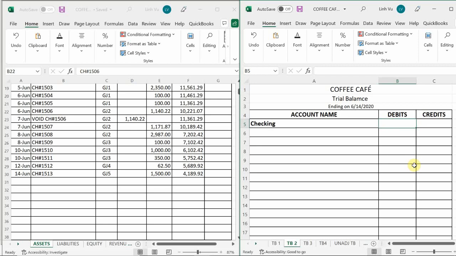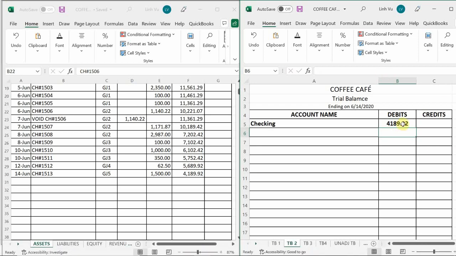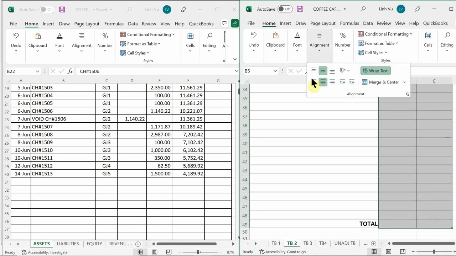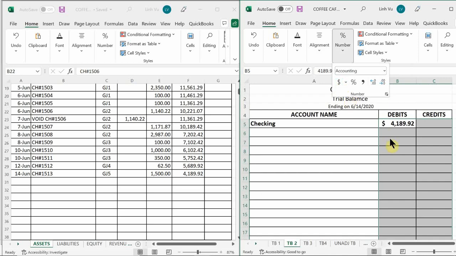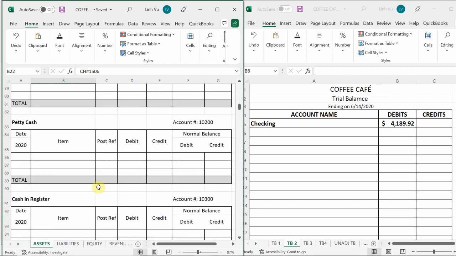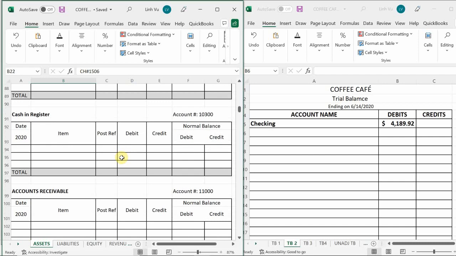This is our debit. Yes. Okay. So I have $4,189.92. And that's how much I have in my checking account right now. Okay. Next account is petty cash. I haven't established one yet, so nothing there. I haven't even established my cash in my register yet. I haven't opened my store yet.